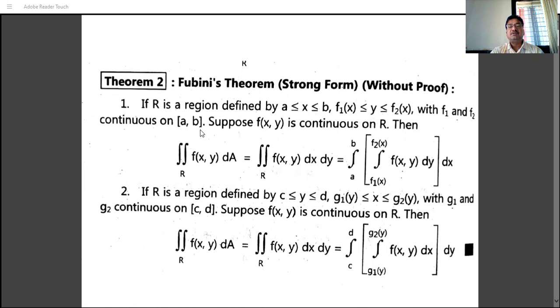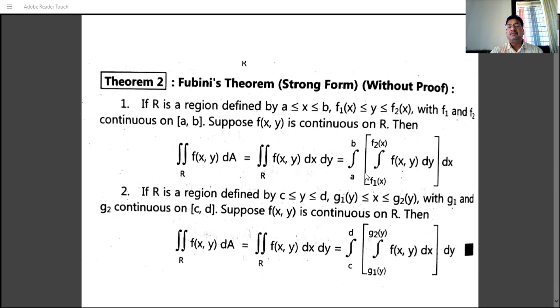Let f1 and f2 be continuous functions on [a, b]. Suppose f(x,y) is continuous on R. Then the double integral over R of f(x,y) dA is equal to the integral from a to b of the integral over y from f1(x) to f2(x) of f(x,y) dy, dx. That is, first integrate with respect to y, and then integrate with respect to x.